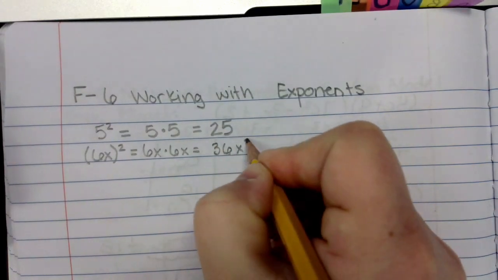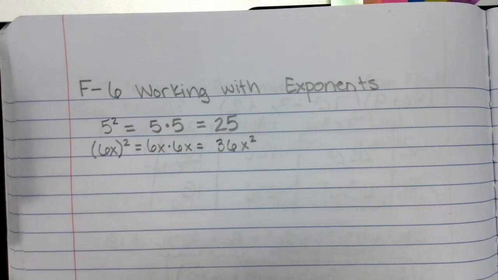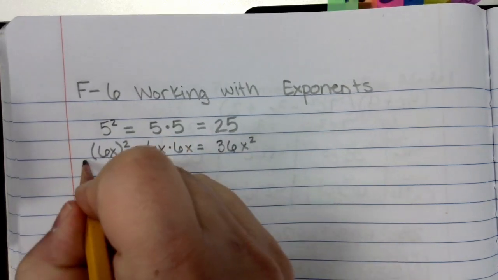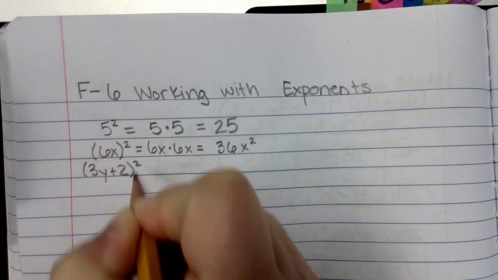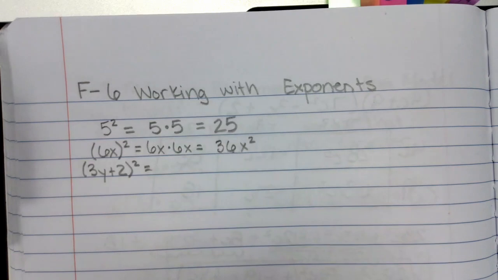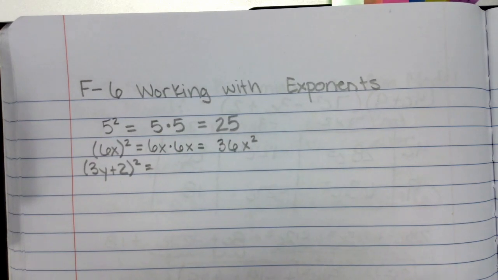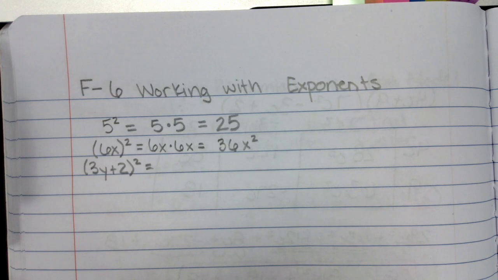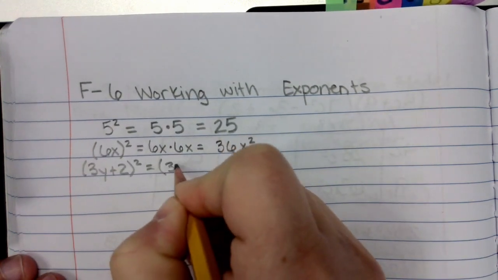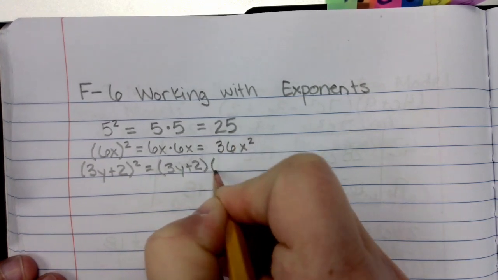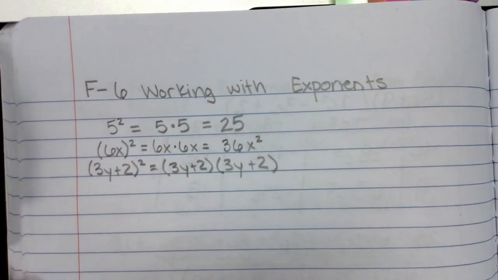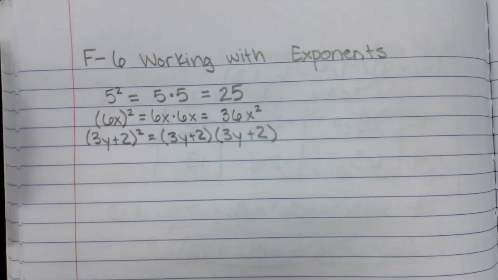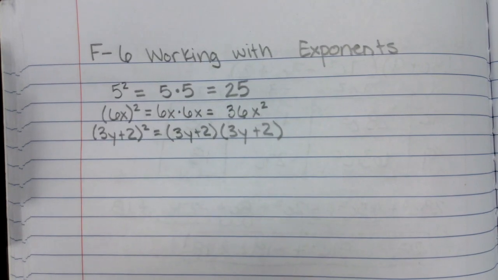So if I have in parentheses 3y plus 2 to the second power, what does that really mean we're multiplying? The entire thing by itself, 3y plus 2 times 3y plus 2. And we don't get such a simple answer where we can just write our answer just by looking at it. That's when we're going to have to start using our distributive or our area model. We'll do one of each today, one with distributive, one with area model.